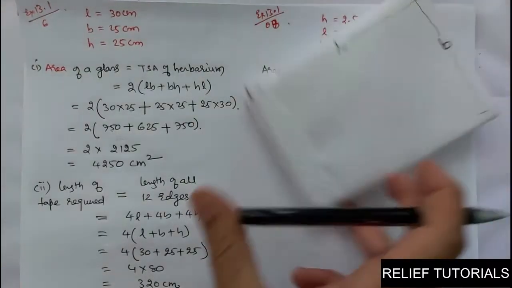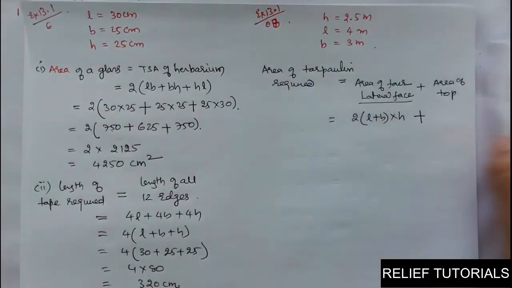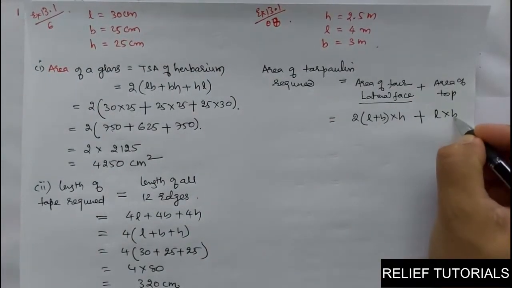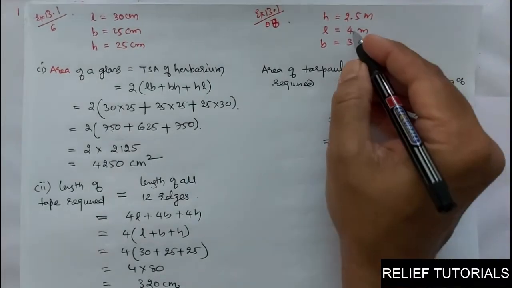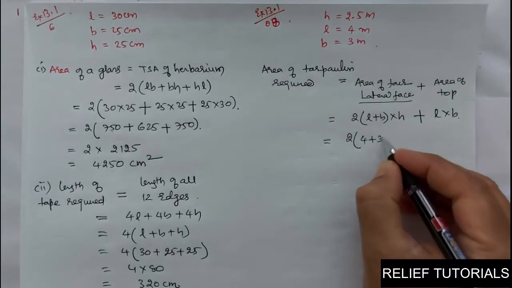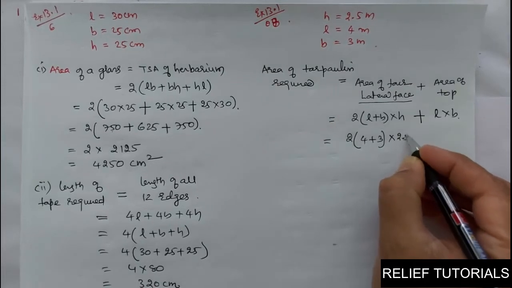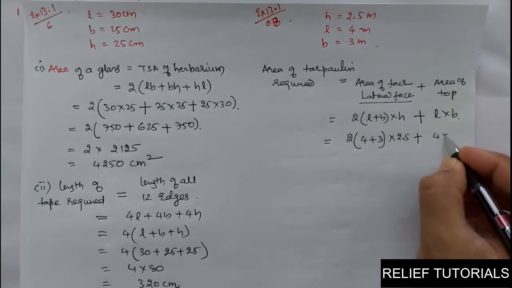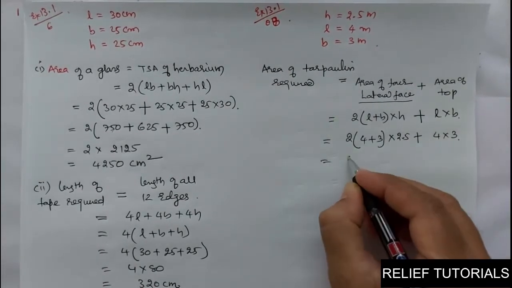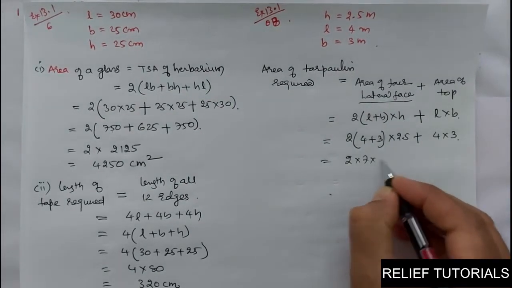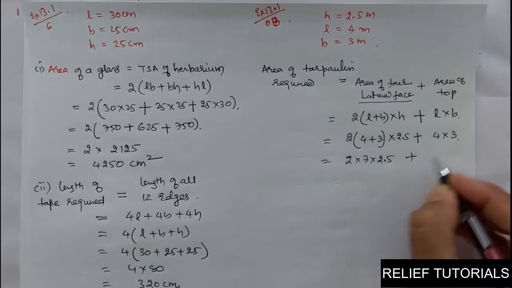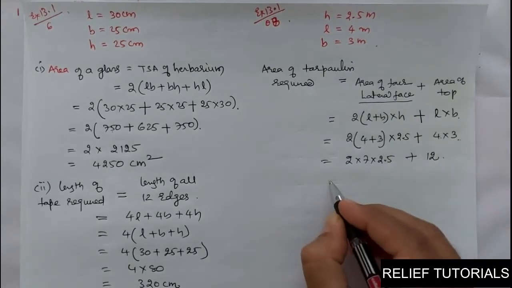The area of top is length into breadth, so area of top is equal to L into B. Now we substitute the values: 2 into (L plus B), length is 4, breadth is 3, into height 2.5, plus here 4 into 3. So 4 plus 3 is 7. So 2 into 7 into 2.5 plus 4 3s are 12.